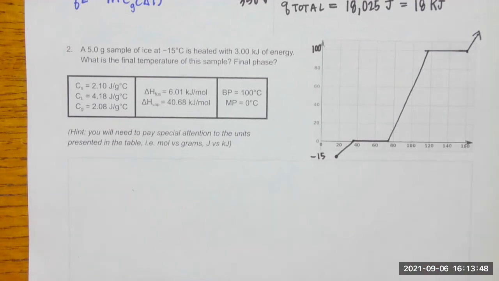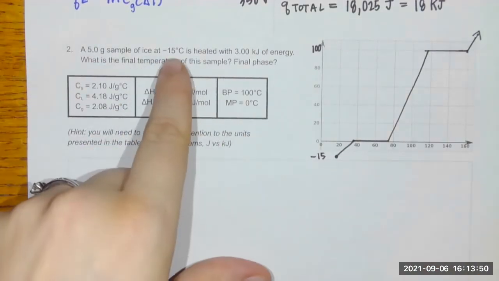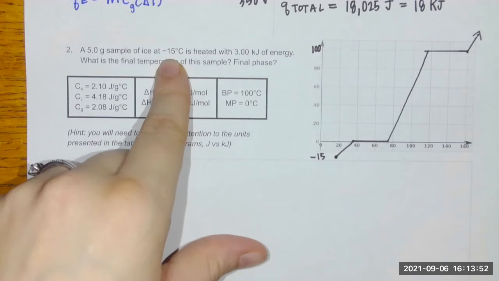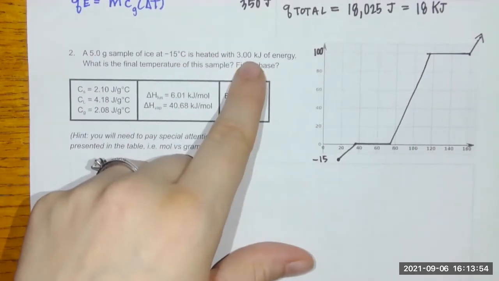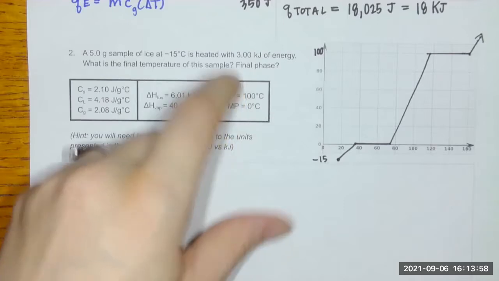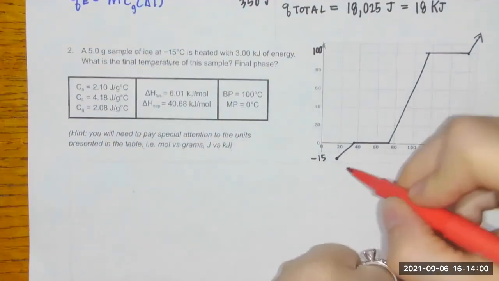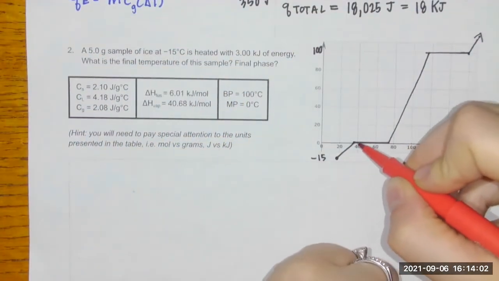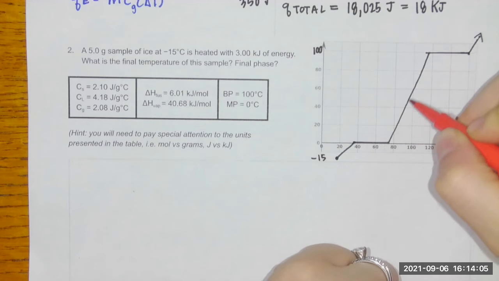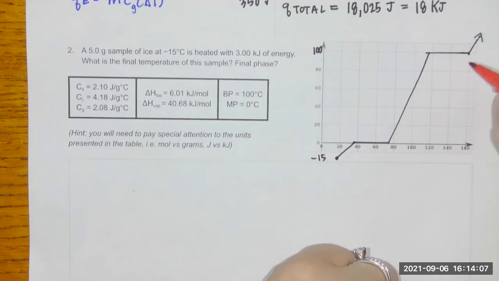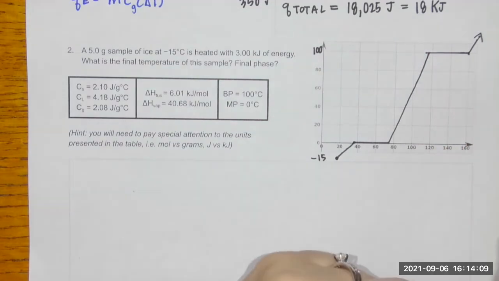It says that we start at -15, then 3 kilojoules of energy goes into the system. What is the final sample? We don't even know where it stops. It's just energy in, and where does it stop? We don't know. So we have to figure that out.